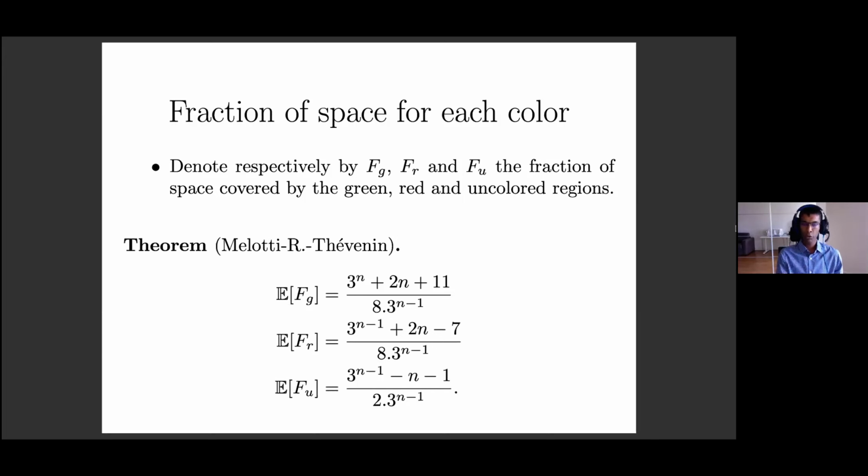But this time you have just one relation between these 3 numbers. You don't have a second relation coming from interlacement. So I really need to give you at least 2 of these formulas. The third one is redundant, but you need at least 2 of them to know them all. And so here are the expectations of these fractions for fixed n. So again, for fixed n, you have a formula which is not too complicated. And you can take the asymptotic, and you see that for green regions, this is the dominant term. Asymptotically, the green regions will occupy 3/8 of space. The red regions will occupy 1/8. And the uncolored regions will occupy half the space.